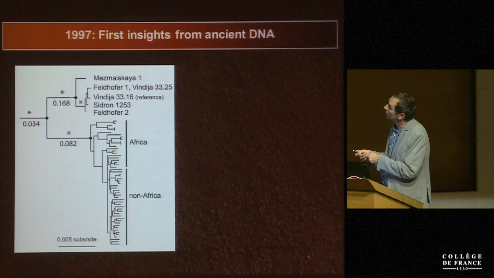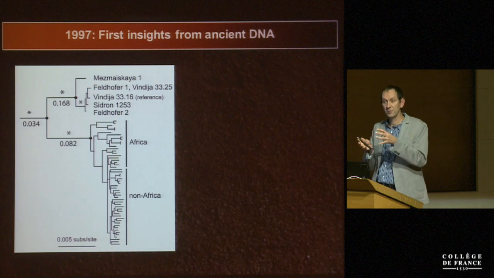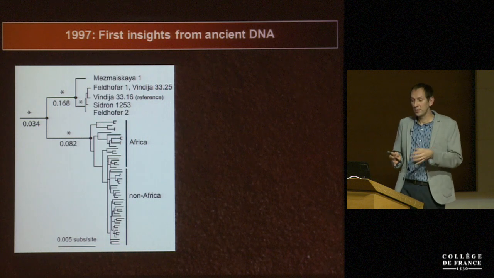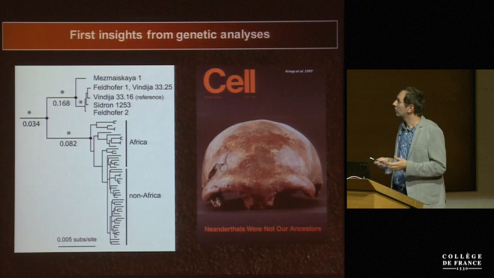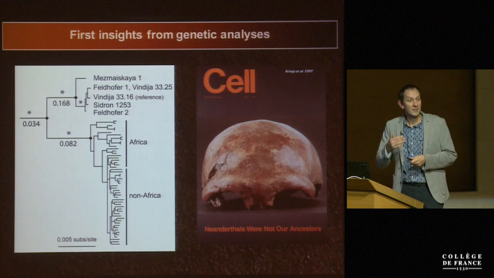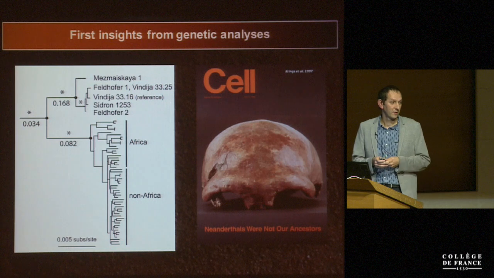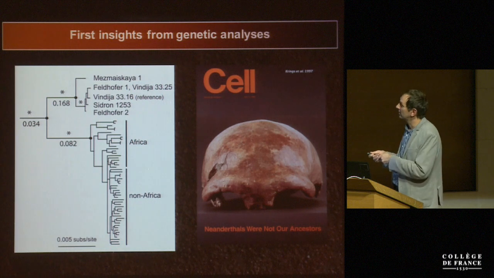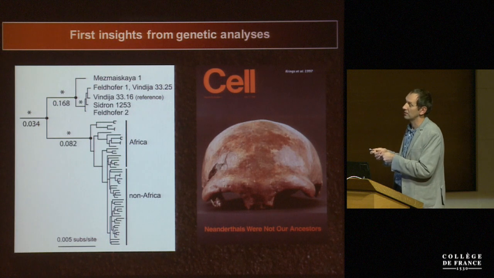It has been shown that all the Neanderthal sequences fall together in the tree, sort of to the exclusion of human sequences. And it has been concluded back in 1997, based on these data, that Neanderthals cannot have been our direct ancestors. Because had they been our direct ancestors, their mitochondrial DNA should be somewhere within the human diversity and not outside.